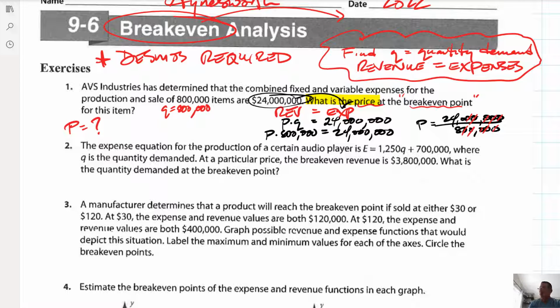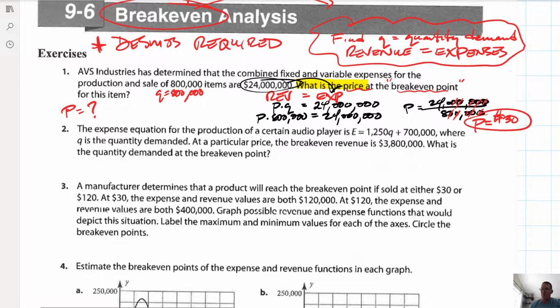Okay, so there we go. That's your first problem, dealing with what's called the break-even point. 240 divided by 8 is 30, so the price is $30. If you price it at 30 bucks, boom, you're going to break even, and that's going to happen when you sell 800,000 of these items. Okay, problem number one done.